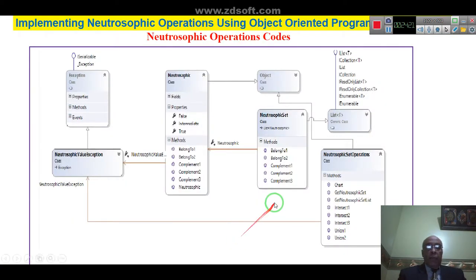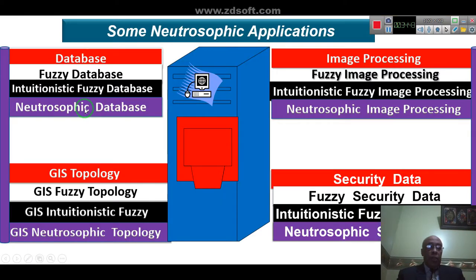Implementing neutrosophic operations using object-oriented programming. This graph shows the neutrosophic operations codes and the classes of operations, and the conversion of all in stochastic fuzzy database and crisp database.